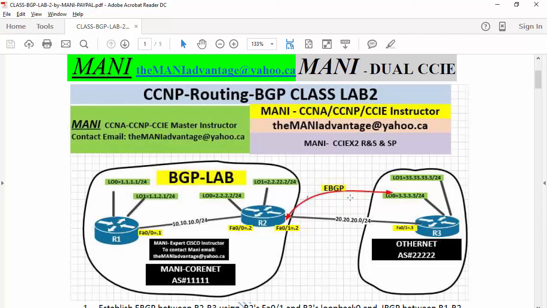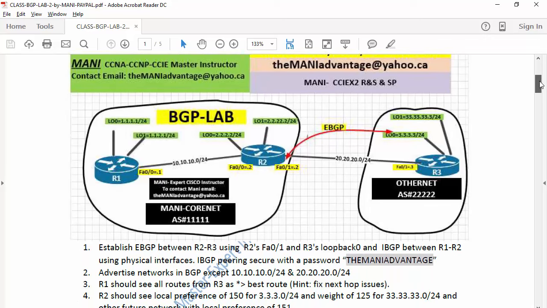Here, I'm asking you to enable eBGP between router 2 FastEthernet 0/1 and router 3 loopback 0. So it's not a direct physical neighbor. One side is a physical IP address, the other side is a loopback address. So we are going to use something called update-source loopback 0 on router 3, and we are going to put a special command called eBGP multihop. This is a very good topology, guys, to understand the basics of BGP. So let's go through the conditions.